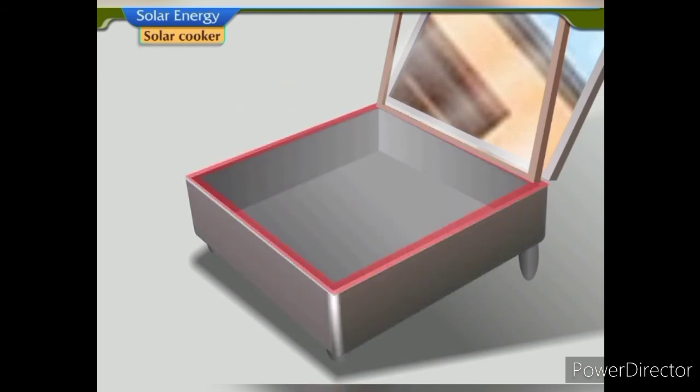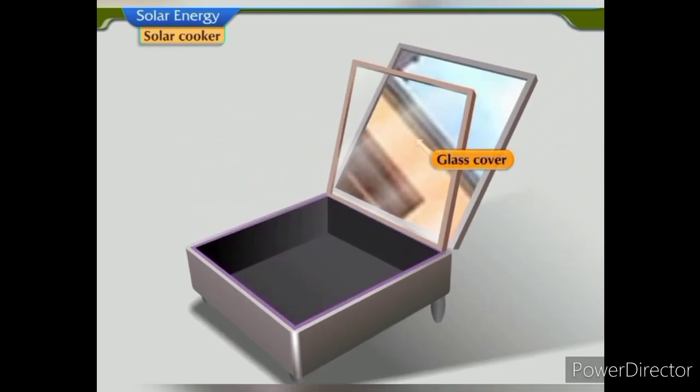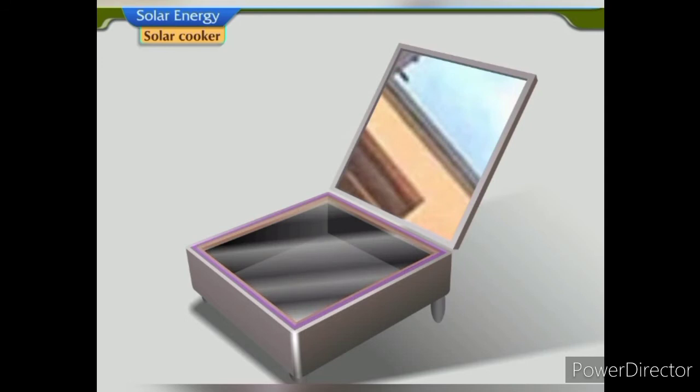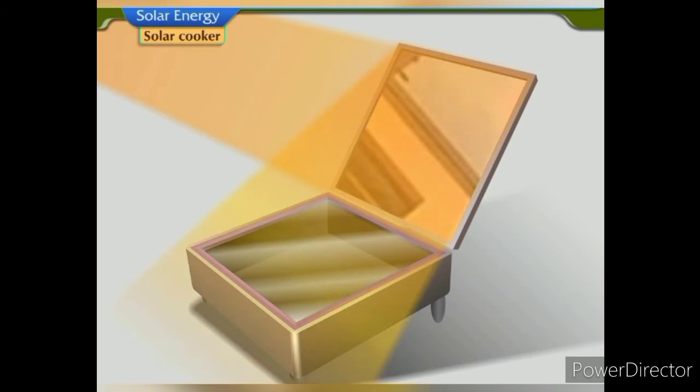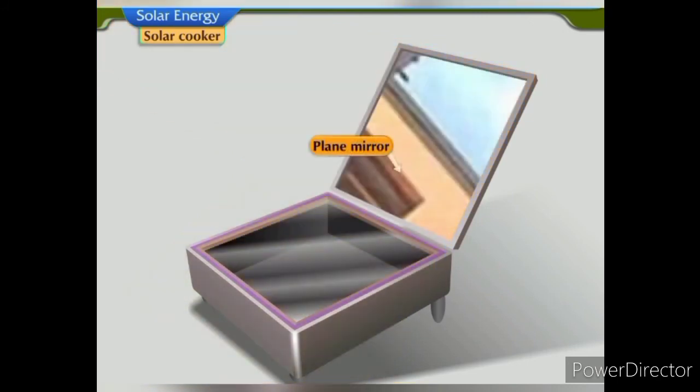The walls of the box are made thick with a lining of non-conducting material to prevent loss of heat. It has a glass cover on the top. The glass cover facilitates the retention of heat inside. A plane mirror is hinged on the top of the box.